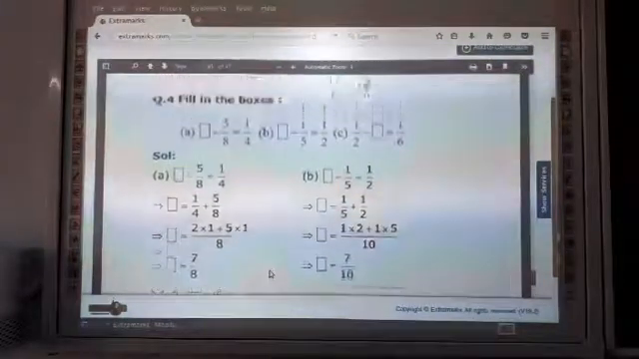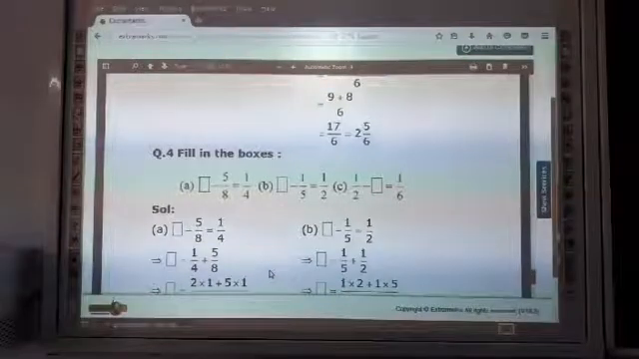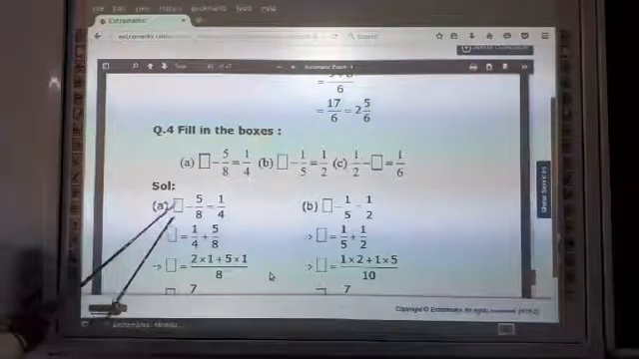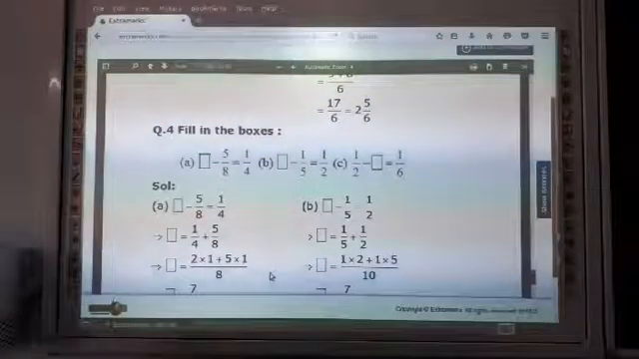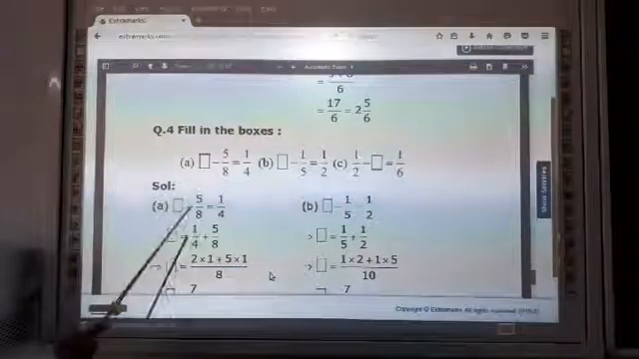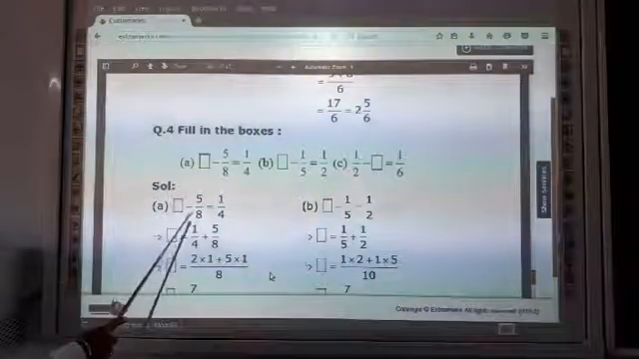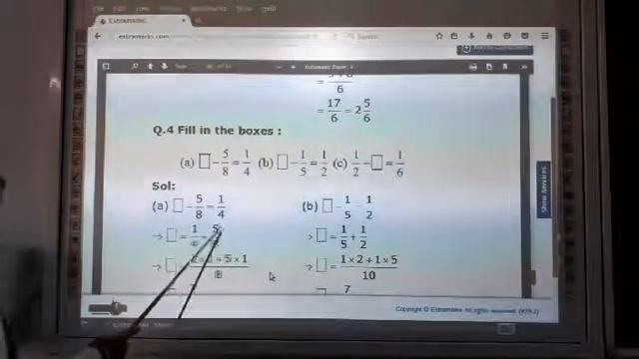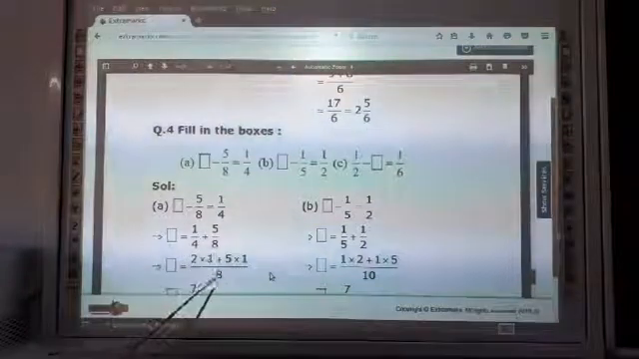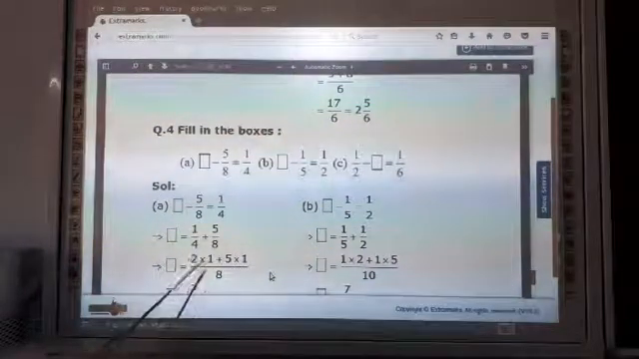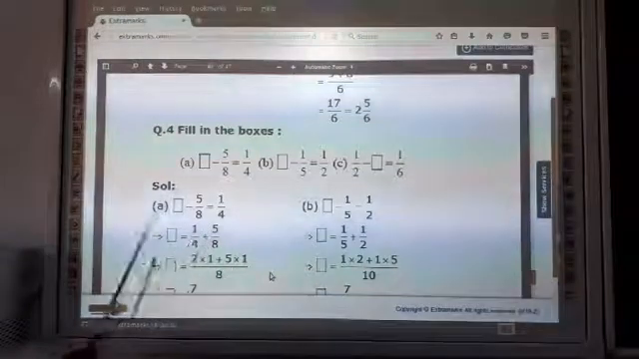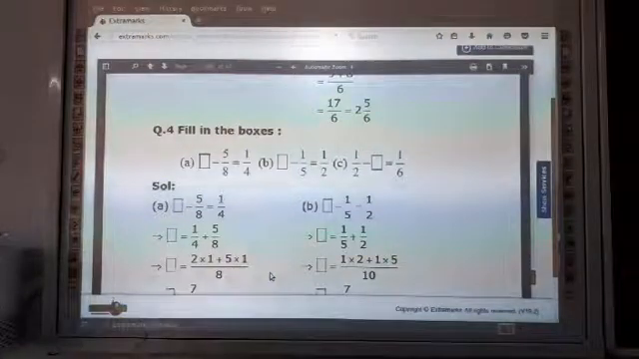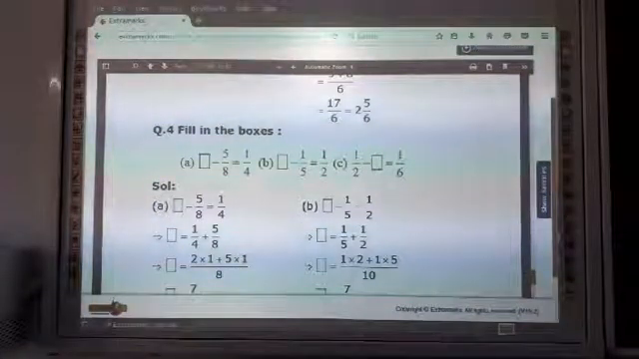Okay. Now next question. Fill in the box. Blank box minus 5 upon 8 is equal to 1 by 4. So transpose this term, 1 by 4 plus 5 upon 8. LCM is 8. 4 twos are 8, 2 ones are 2, plus 8 ones are 8, 5 ones are 5. 2 plus 5 is 7 upon 8. 7 upon 8.